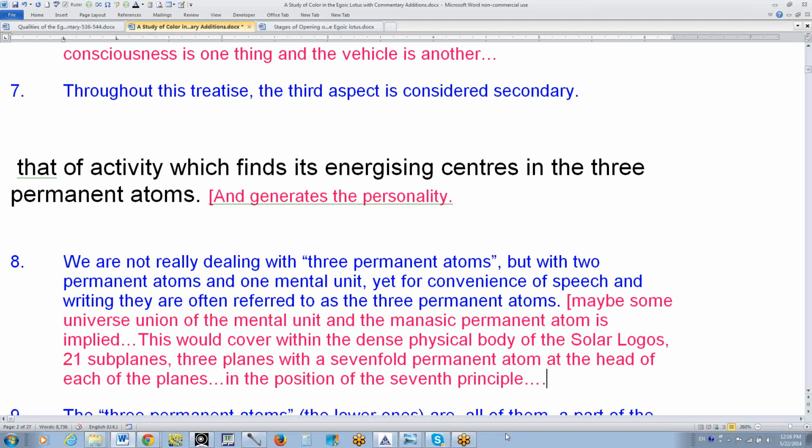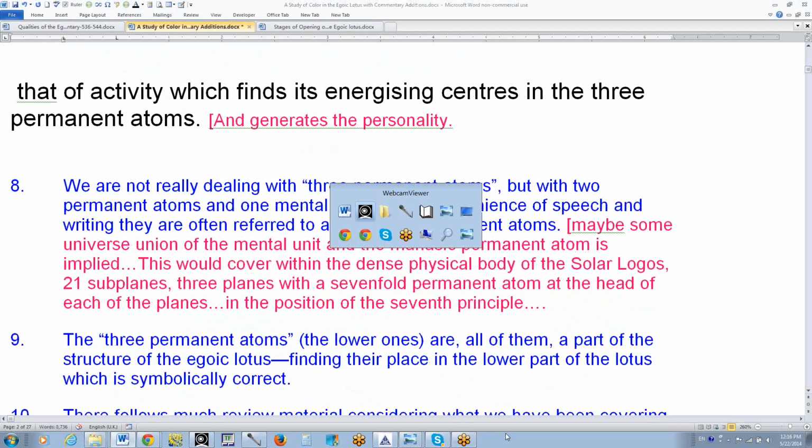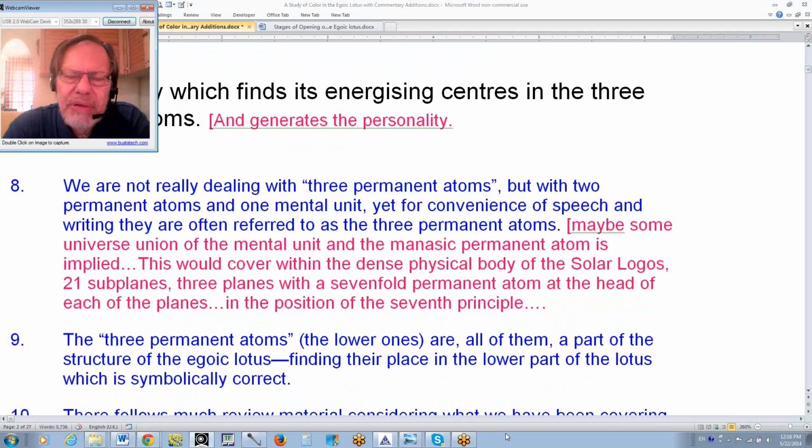So, I've discussed with you before whether, when the lower atomic triangle is translated into the triad, which of the members of the atomic triangle relate to which of the triadal permanent atoms. And from one perspective, it seemed quite convincing that the mental unit would relate to the monadic permanent atom.